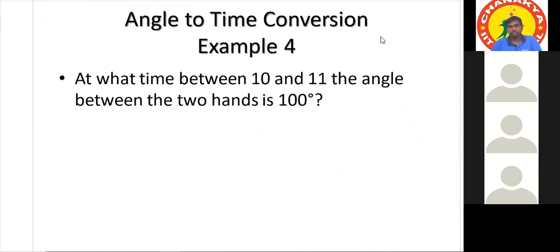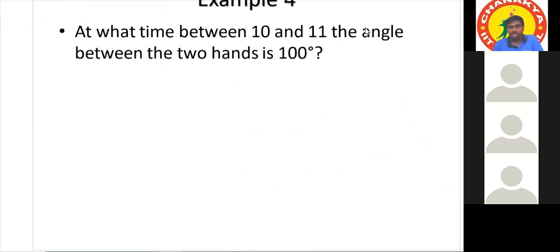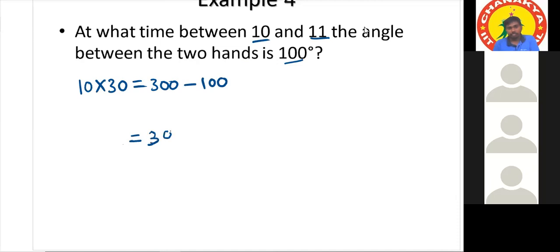So see this question. At what time between 10 and 11 will the angle between them be 100 degrees? Take the first number, 10. 10 into 30 is 300. So one track is 300 minus 100, and another track is 300 plus 100. Okay, sir. Do them and tell the answers.